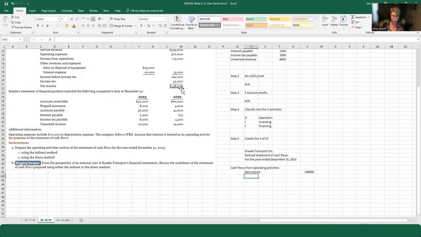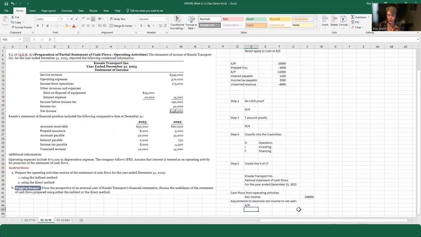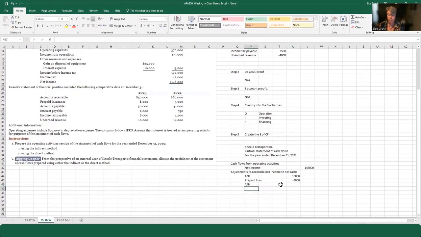Then I'm going to do all the changes. So generally they have something that's called adjustments to reconcile net income to net cash. Here we go. We're going to start with the accounts receivable. And again, I'm going to take it with just the number that I've got. And I know all of these are operating. Prepaid insurance, I'm going to do this. I'm going to do the accounts payable. Actually, I can just pull it down. There we go. And I can do the same here.